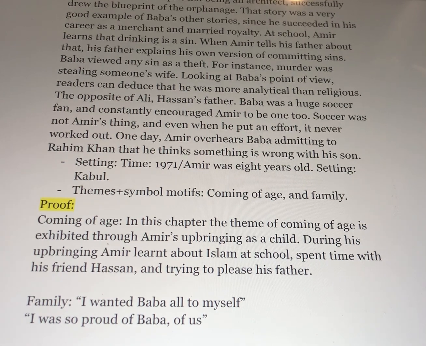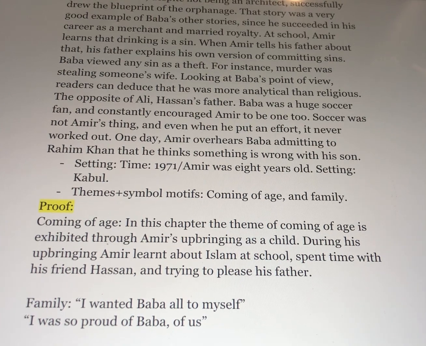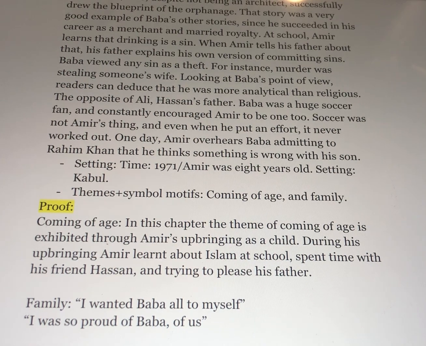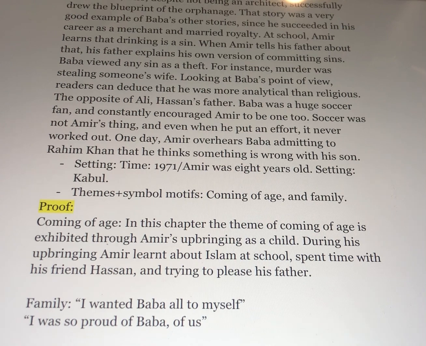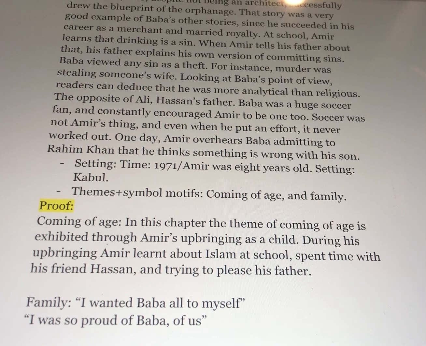Family. "I wanted Baba all to myself." "I was so proud of Baba, of us." So basically, Amir always wanted his father to himself. He always wanted his father to give him all his love instead of giving Hassan some of that love. And when his father was opening his orphanage, he was so proud of his father, and he felt like they were one.